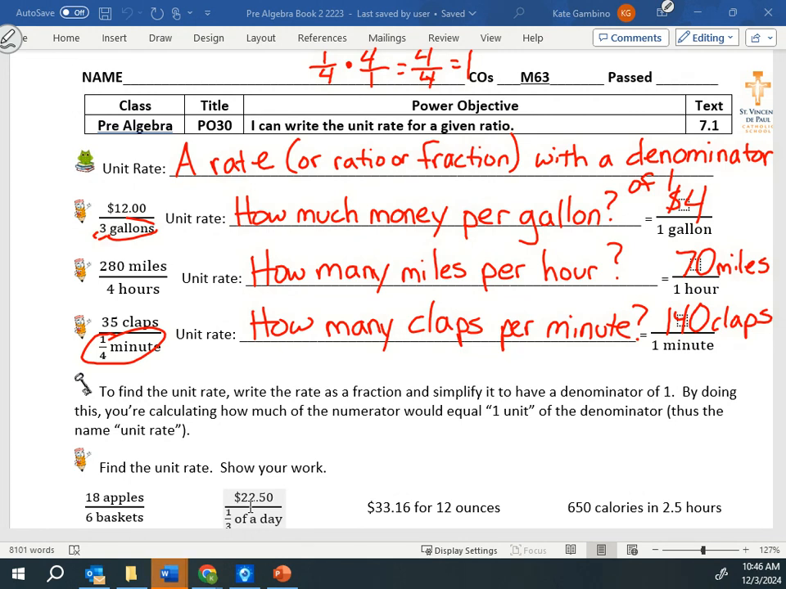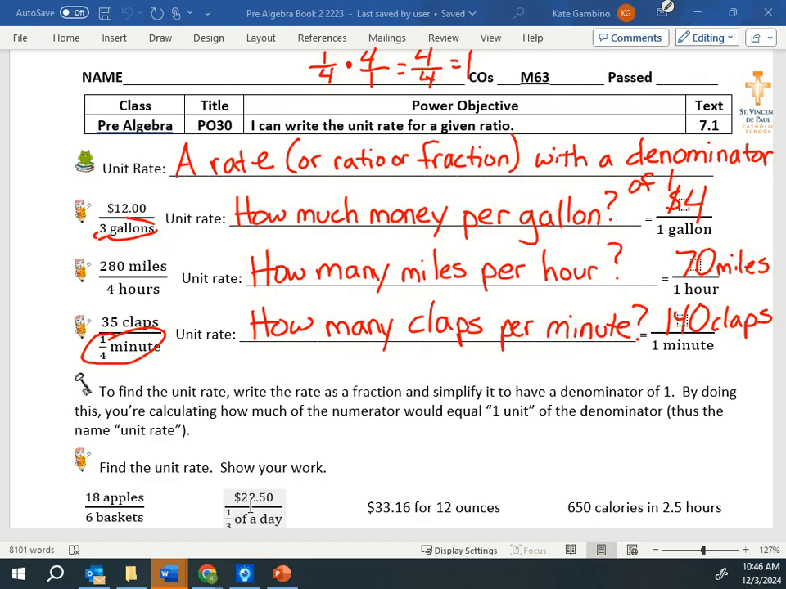To find the unit rate, write the rate as a fraction and simplify it to have a denominator of 1. By this, you're calculating how much of the numerator would equal 1 unit of the denominator, thus the name unit rate, because we're finding 1 unit. So again, if it's a whole number as your denominator, you divide down. A fraction, you multiply up. And you do need to put your labels.